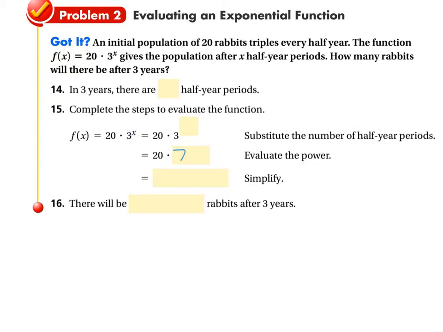Evaluate the power: it is 729. And then we're going to multiply that by 20 and get 14,580. So there will be 14,580 bunnies after 3 years.